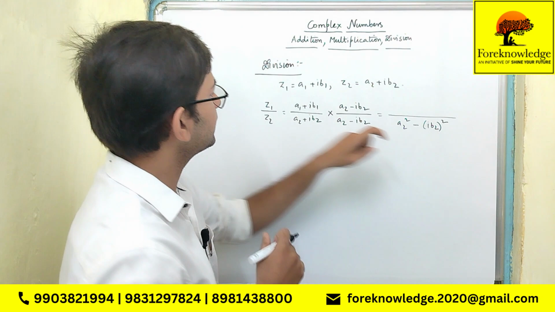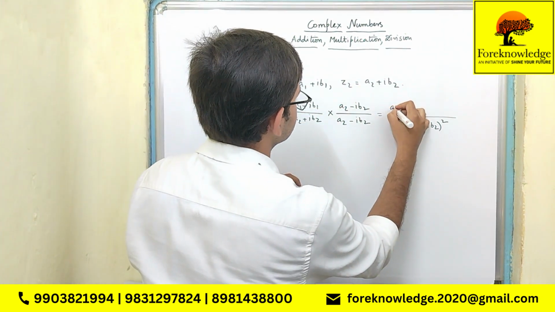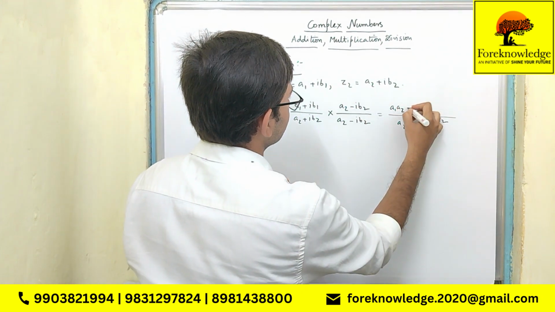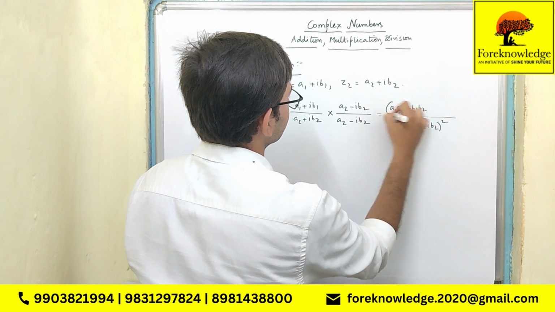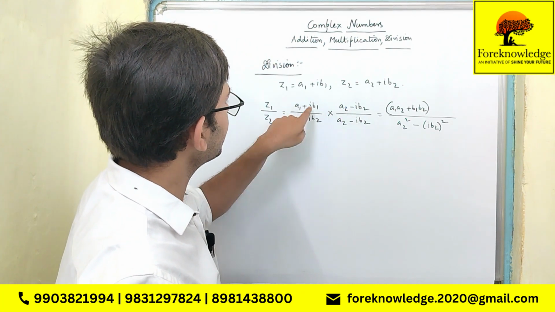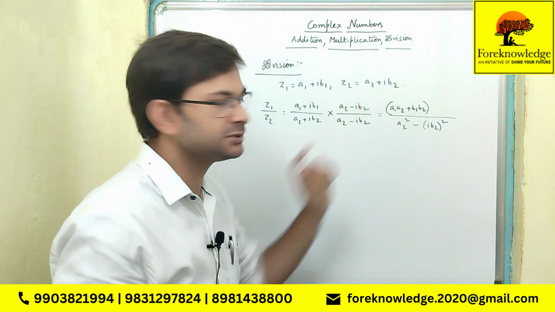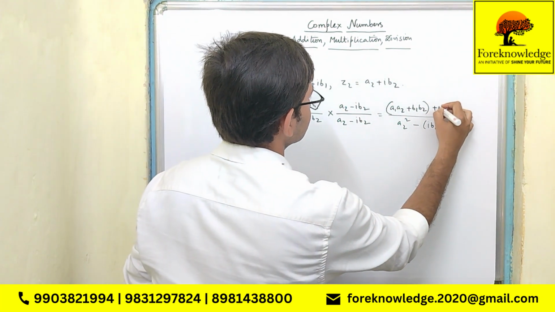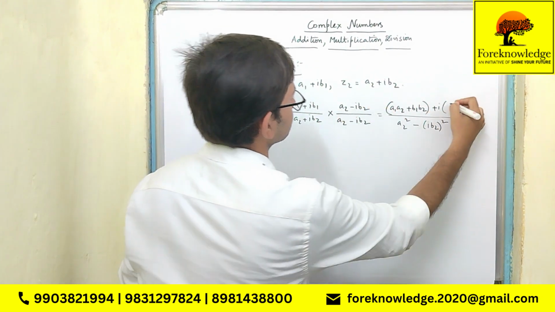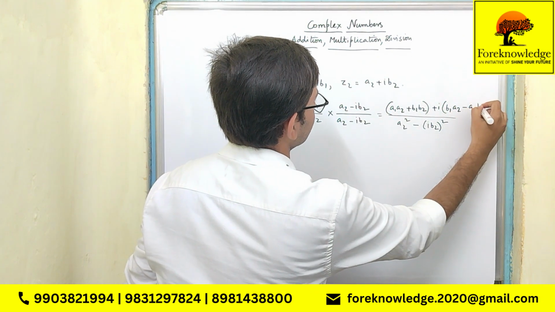And what is the numerator? Just multiplication of two complex numbers. So a1 a2 minus i square b1 b2, that means plus b1 b2. What is i square? i square is minus 1, so minus of minus 1 b1 b2 means plus b1 b2, plus i times b1 a2 minus a1 b2.